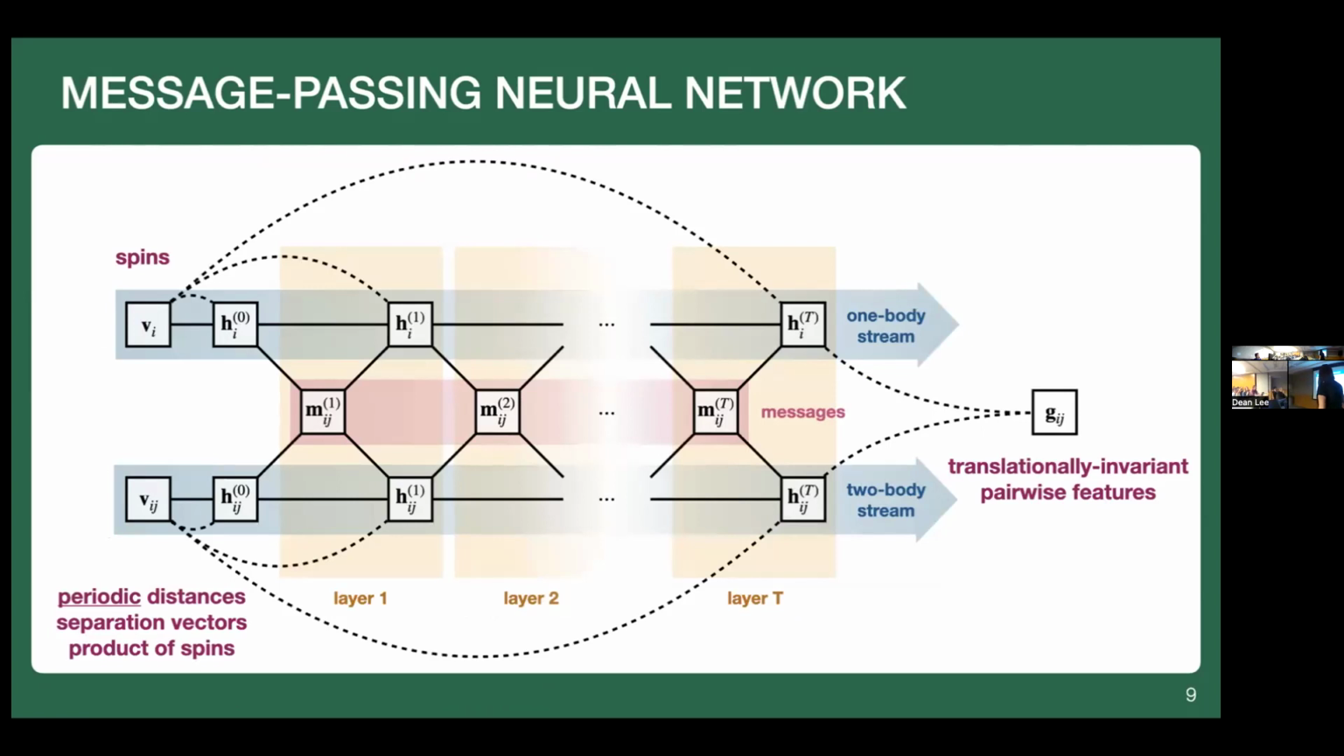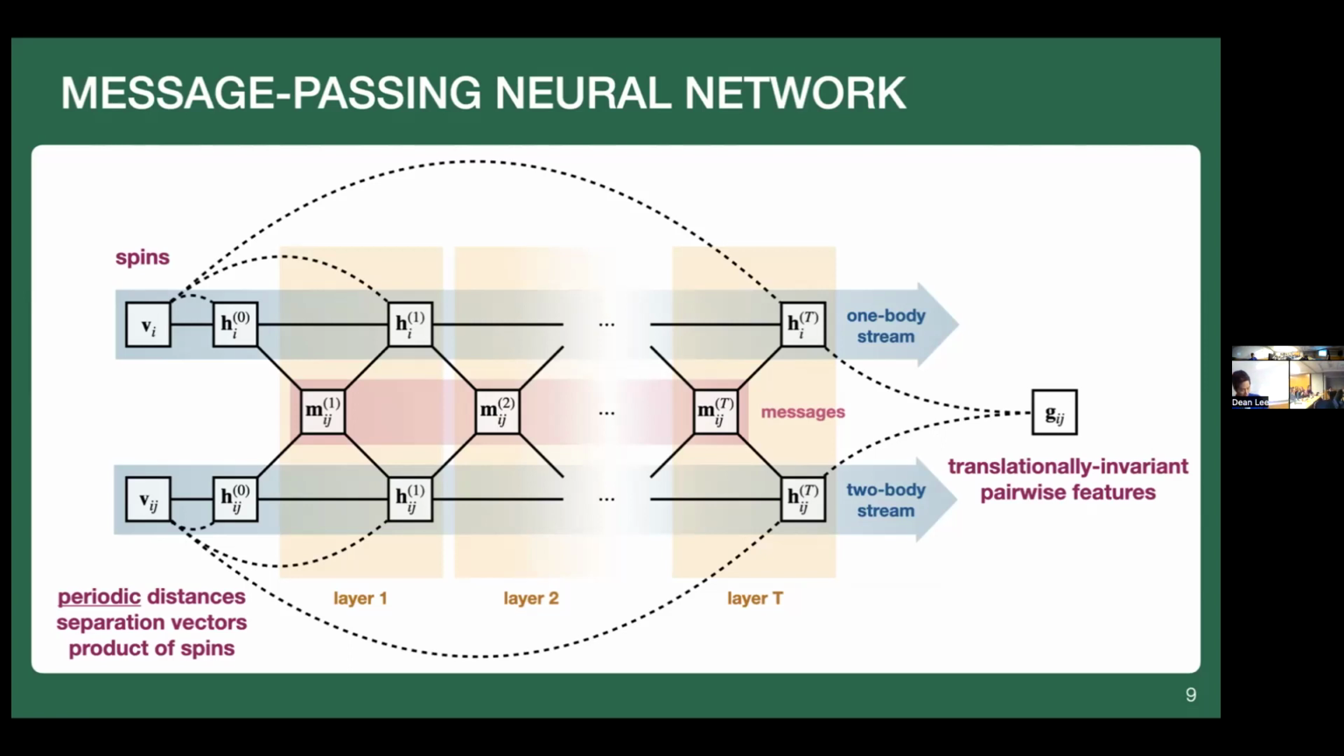So we have one-body stream here, two-body stream here, and they exchange messages with one another so that it's mixing all of the information together. And this is done in a permutation equivariant way. So we start with spins, periodic distances, separation vectors, products of spins. We mix information together, and then notice that we have these skip connections. So whenever you see these dashed lines, this represents a concatenation operation. Basically, everything I'm talking about today can be done with linear transformations, affine transformations, activation functions, pooling operations, and concatenation. I think that's pretty much everything that you'll need.